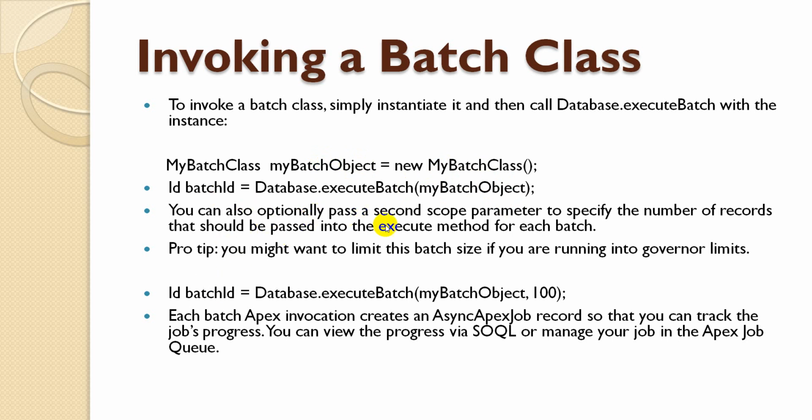You can also optionally pass a second scope parameter to specify the number of records that should be passed to the execute method for each batch. Pro tip: if you want, you can write Id batchId = Database.executeBatch(myBatchObject, 100); 200 is the maximum we can have here. Each batch Apex invocation creates an asynchronous Apex job record so you can track the job's progress. You can view the progress via SOQL or manage your job in the Apex Jobs queue.